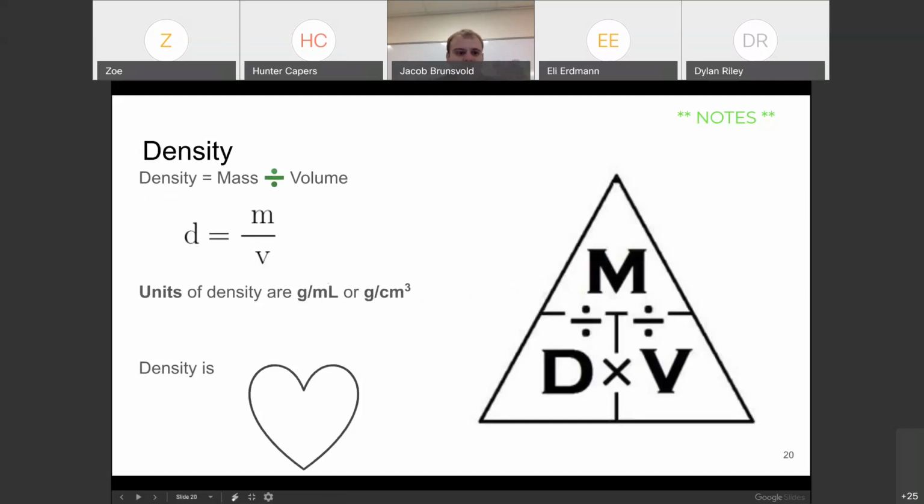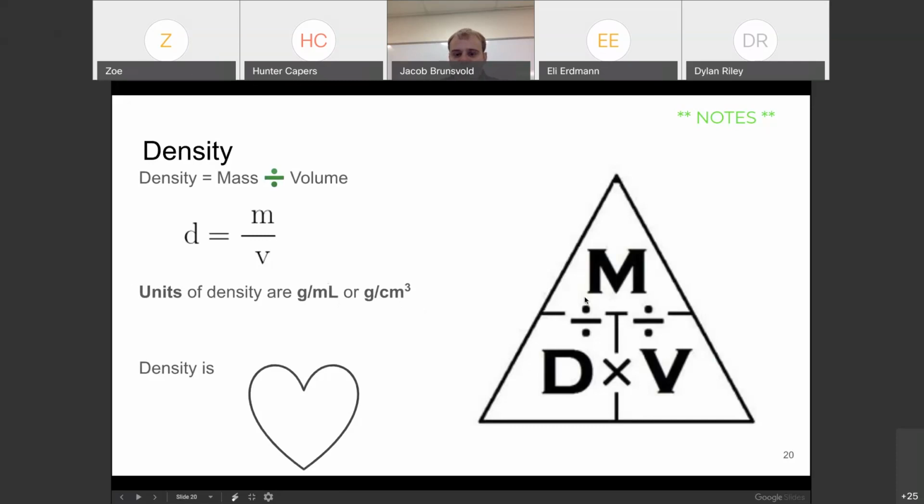Okay, so then density. Density is just mass divided by volume. Units for density are always going to be grams per milliliter or grams per centimeter cubed. That's not actually true. I've also seen it written as kilograms per meter cubed. But for our class, we're going to write our density as grams per milliliter or grams per centimeter cubed.